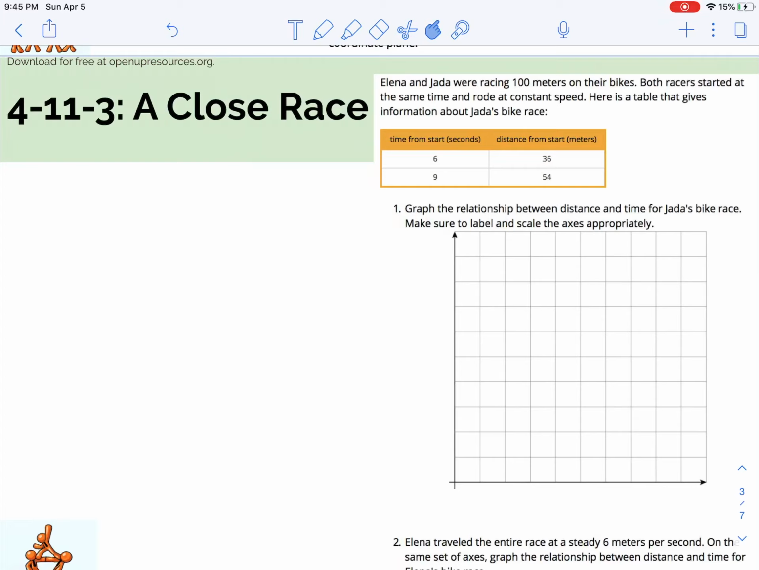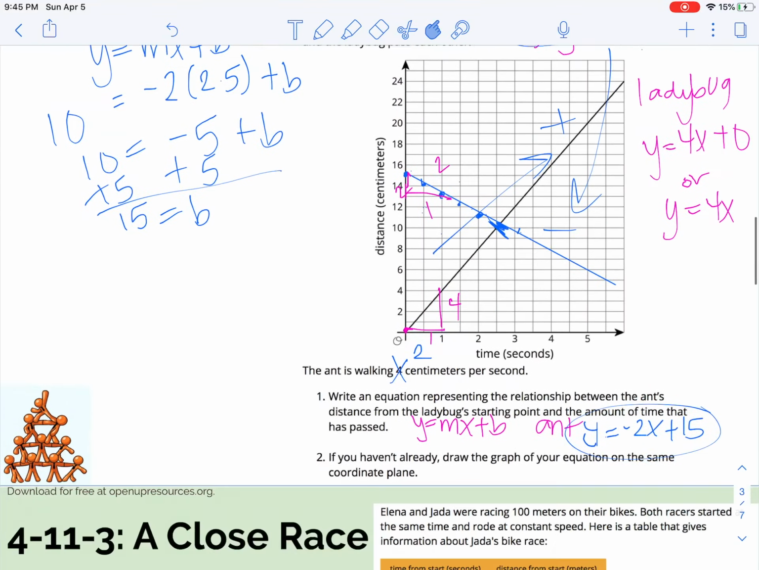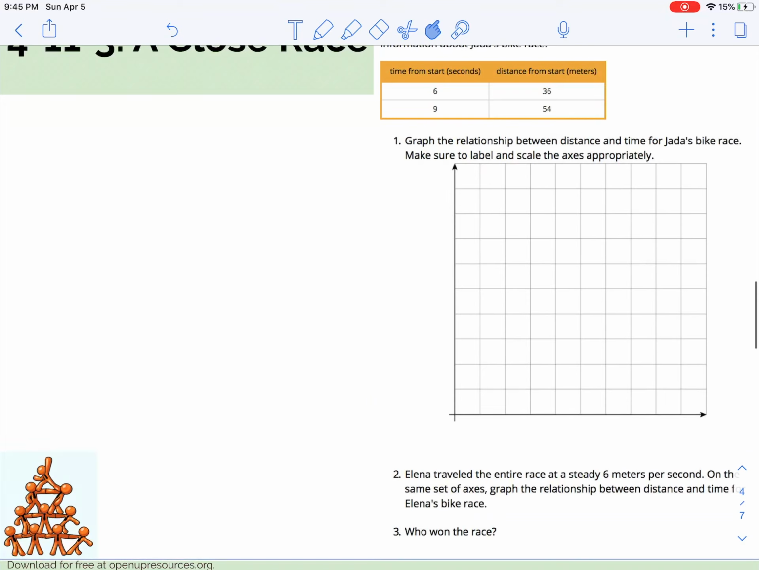Elena and Jada were racing 100 meters on their bikes. Both racers started at the same time and rode at a constant speed. Here's a table that gives information about Jada's bike race. So the table is just Jada's information. And they want us to graph the relationship between distance and time for Jada's bike race. So we want to do it like this graph. So they put time on the X. So we'll write time here. And then this is distance here, distance.